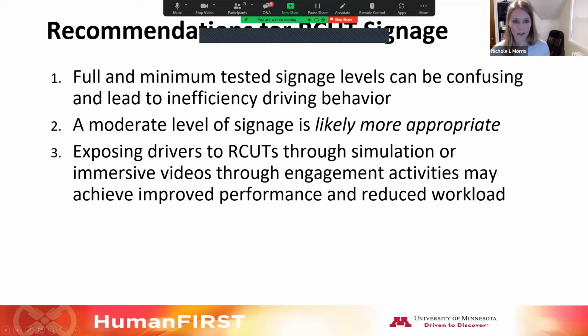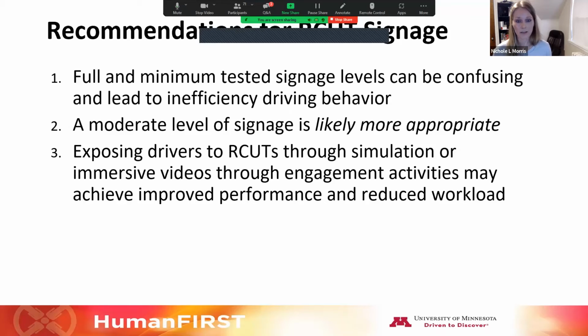Okay, so overall, for the recommended signage, the full and minimum, we just found it maybe is slightly more confusing and maybe slightly less efficient in driving behavior because of that. So it seems like this moderate level is slightly more appropriate. And I've seen a question in the chat about the typical layout, and I think we can share what we used for that, what the guidance was for those signs. And maybe when we get into the Q&A, that's what Scott can speak to.